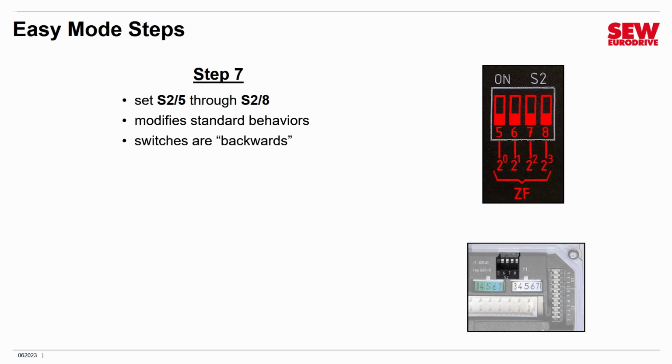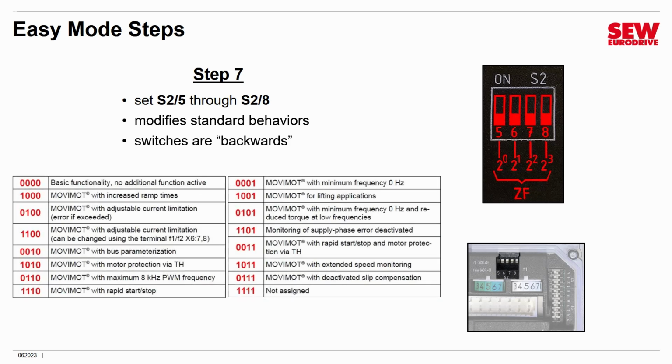Again, the switches are backwards, so when you look in the MOVIMOT manual, they'll give you the decimal number of each feature, and if you tried to convert that to binary, the binary number would be backwards relative to what it is here. So again, remember the least significant bit is on the left side, which is a little strange. Now, these are the possibilities that are available here.